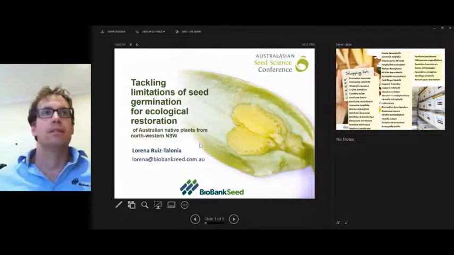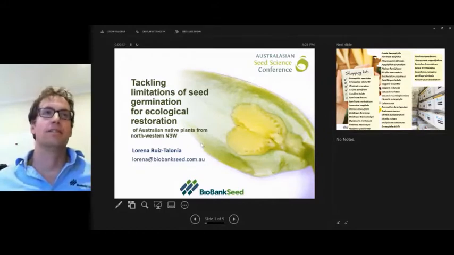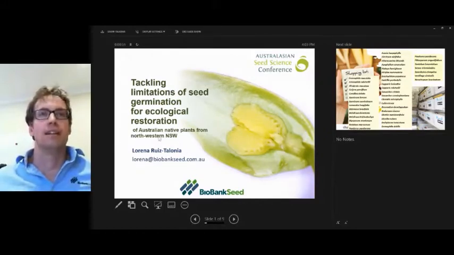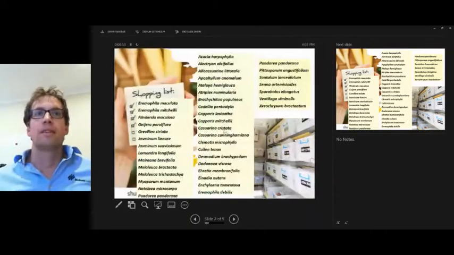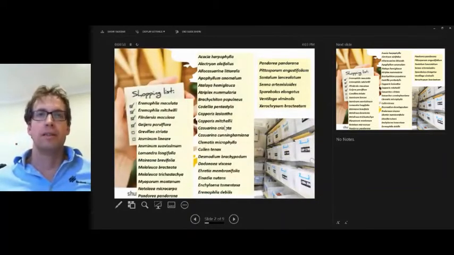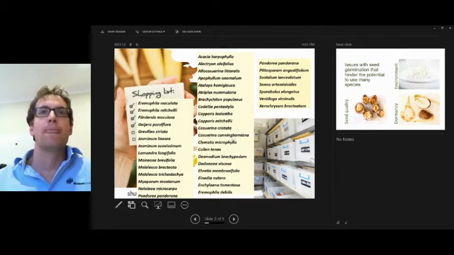So this talk is on tackling the limitations of seed germination for ecological restoration of Australian native plants in northwestern New South Wales. So dealing with mining companies, about 10 years ago the focus switched from stems per hectare to also X amount of species per hectare, so the biodiversity offsetting as well as just rehabilitating.